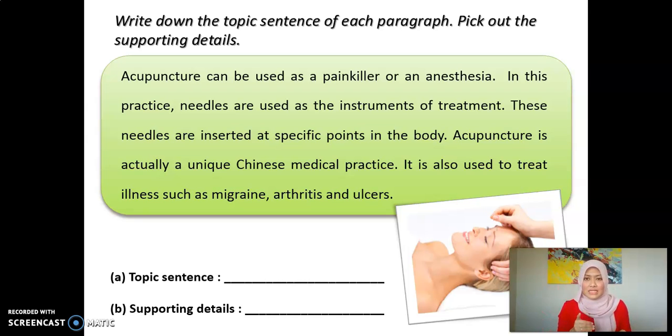are your supporting details. Namely, first sentence, acupuncture can be used as a painkiller or an anesthesia. Second sentence, in this practice, needles are used as the instruments of treatment. Third sentence, these needles are inserted at specific points in the body. And finally, the last sentence, it is also used to treat illnesses such as migraine, arthritis, and ulcers. So these sentences are your supporting details that further tell you why acupuncture is a unique Chinese medical practice.